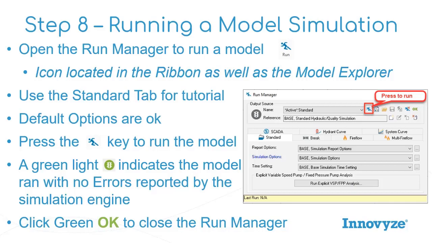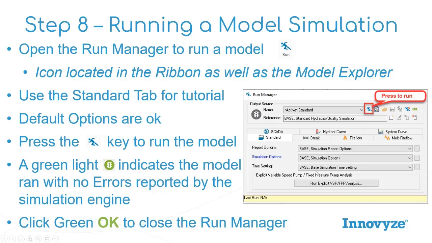Now, in order to run a model, we need to open the run manager. The run manager can be accessed from the run button on the tutorial right there, or there's a little running man that is located on the model explorer. Both of those get you to the same place. That's the run manager. For the tutorial, we are going to be doing the standard tab. There are other tabs you can see on there for different types of analyses, but for the type of run that we're going to be doing, we'll be using the standard tab.